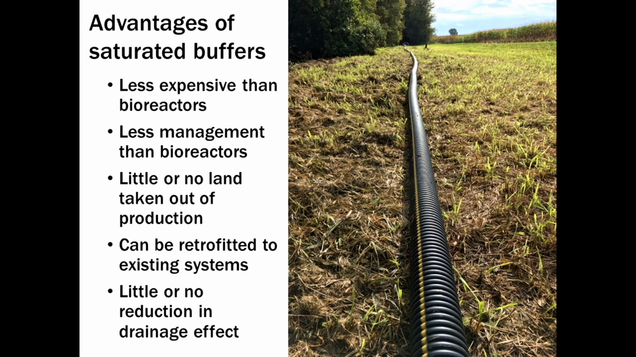Some of the advantages of saturated buffers. One, we're going to talk about bioreactors next. This is a little less expensive practice than that. If we site it right, there's little to no management of the system other than the standard management that we have for a buffer of mowing or otherwise managing the vegetation within the buffer. As long as we've got an existing buffer, we're not taking any additional land out of production. And so again, that's nice that we're not impacting our land that we're using for crop production. We can usually pretty easily tack this onto an existing system. And then again, if we site this right, we're not having impact on drainage in the field because any excess water bypasses the buffer and goes straight to the outlet.